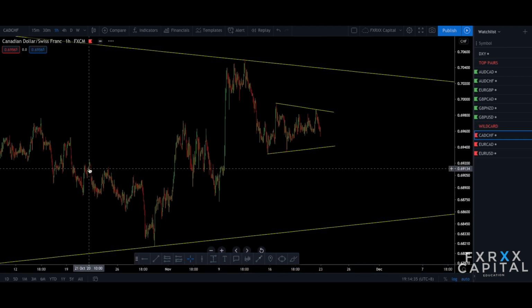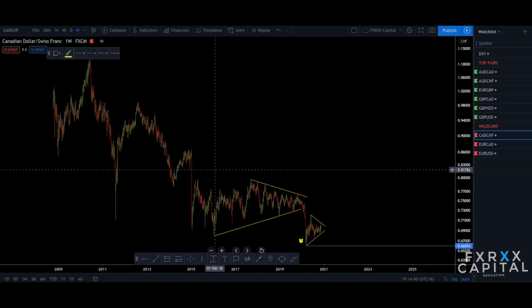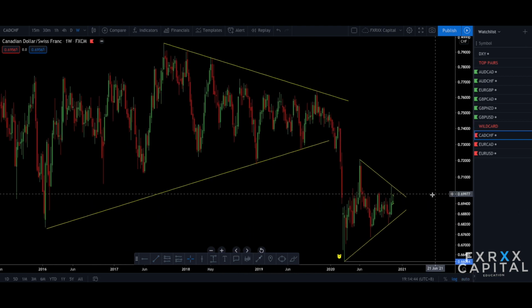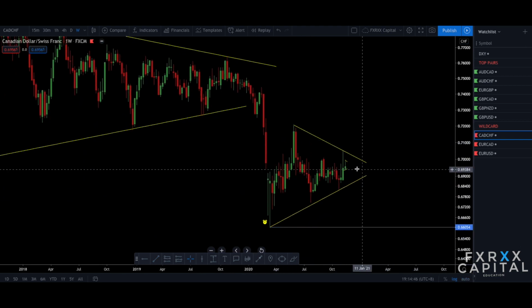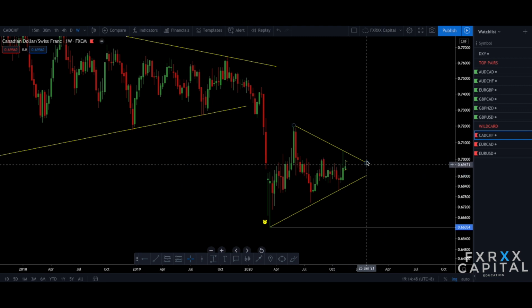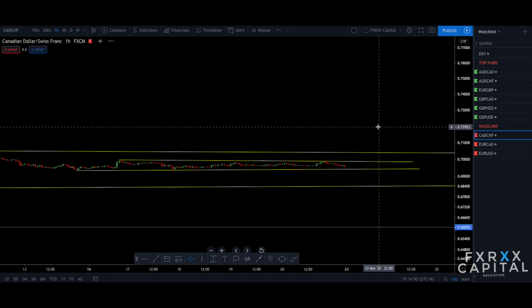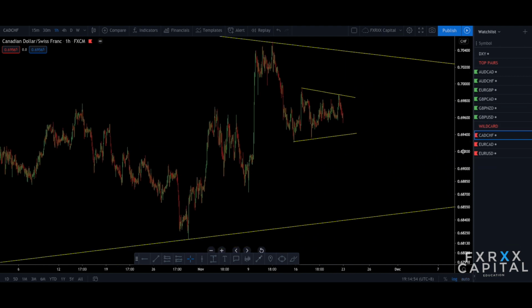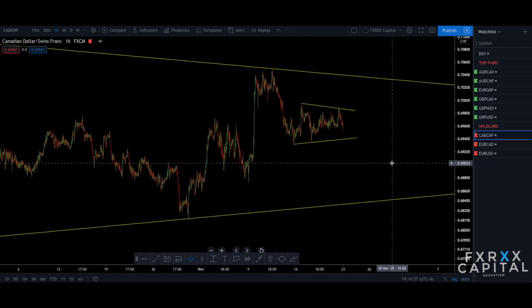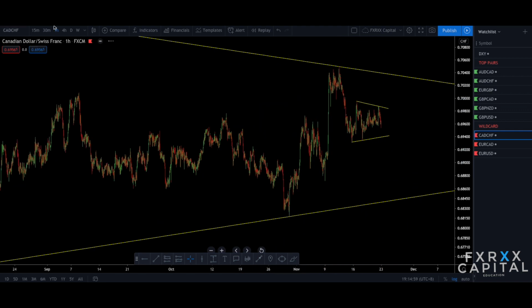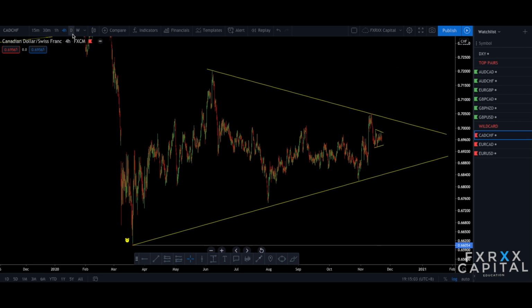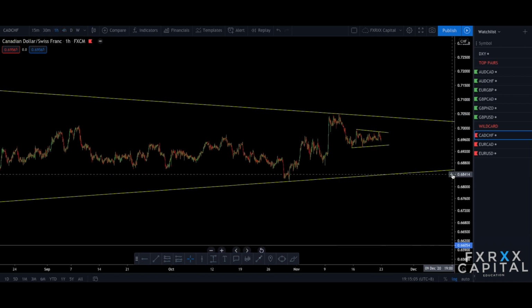We have 3 wildcards. The first wildcard is Cat Set Chef. Cat Set Chef has started developing a symmetrical triangle, with price squeezing into this area, and in the 1 hour time frame we can see price start approaching this. This is the flag. However, I will not take this flag because in the high time frame price is only at the second touch. After the third touch I will take the flag.